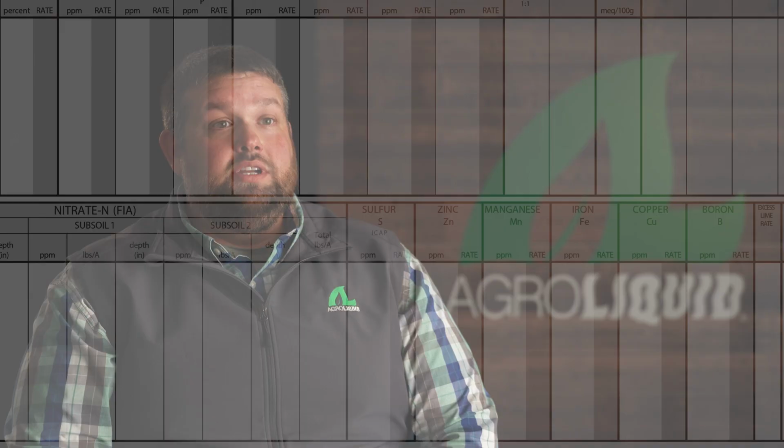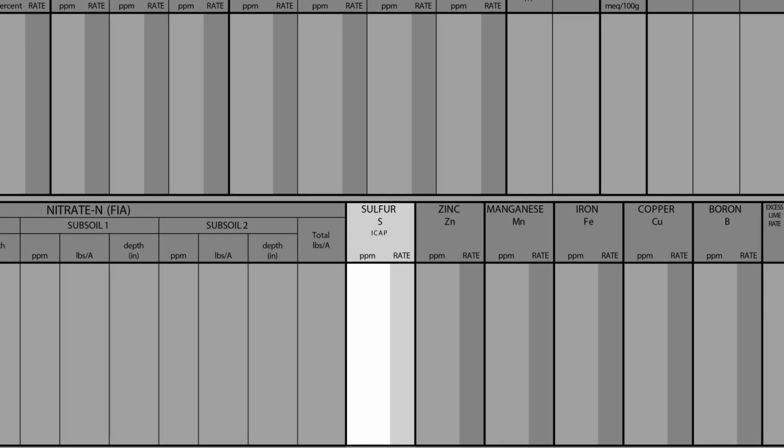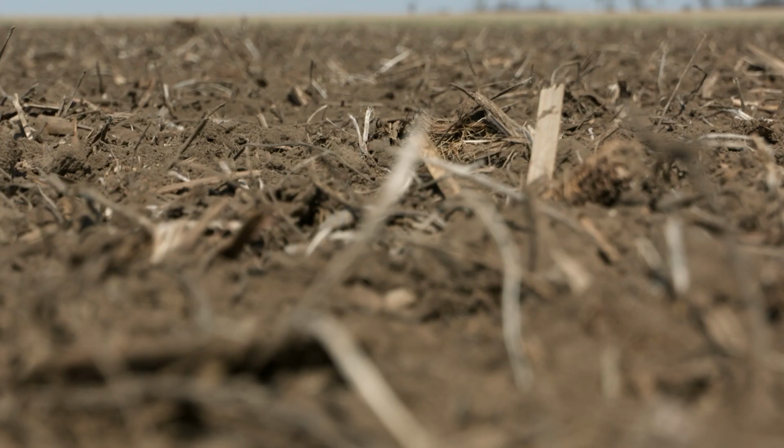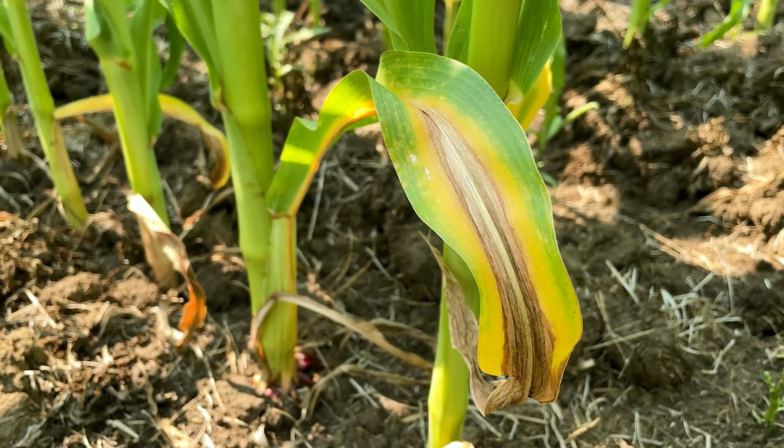Some of the other things we can look at is other nutrients that could lead to a nitrogen deficiency in a crop, and one of those being sulfur. It's also going to lead to that nitrogen deficiency because we have an imbalance or not enough in the soil. Therefore, we're going to end up with all the yellowing of the plant, and we're not going to end up putting the healthiest crop we can put out there.